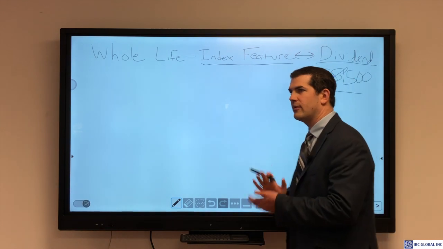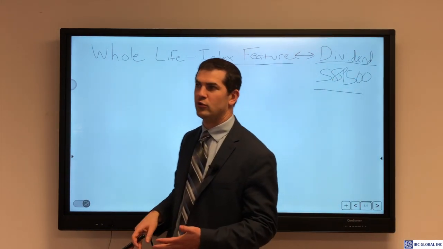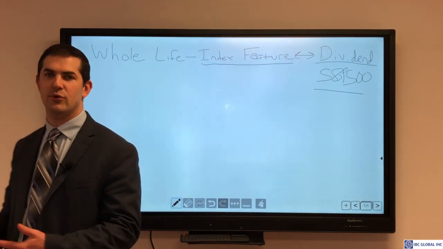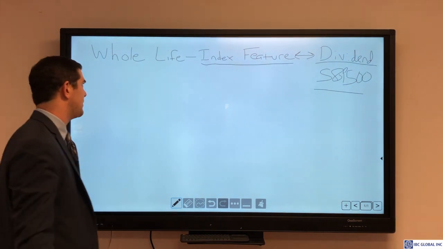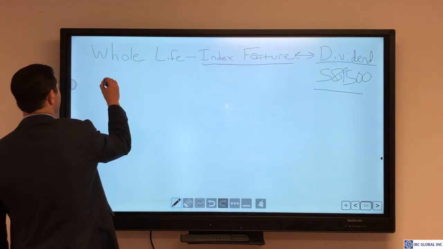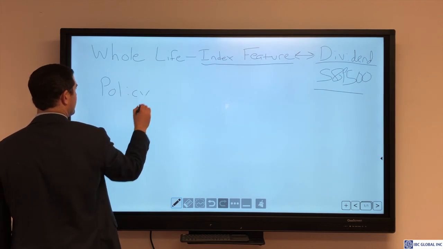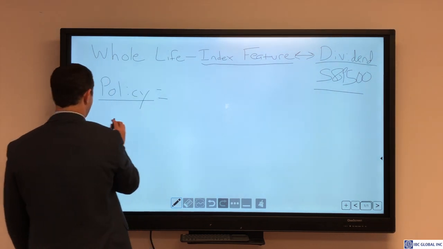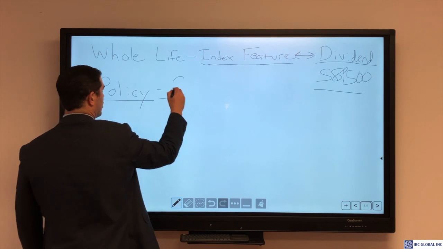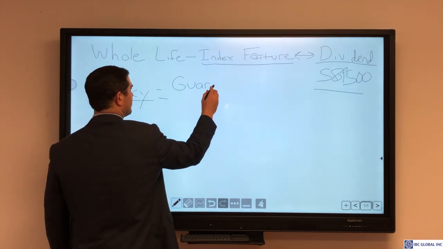Right? So firstly, how it works, right? That's what I want to understand. Like, what is different between this and a whole life insurance policy? All right, so if I take a basic policy, I've got a couple components, right? Well, Guardian has this, so we'll just focus on them for this example.